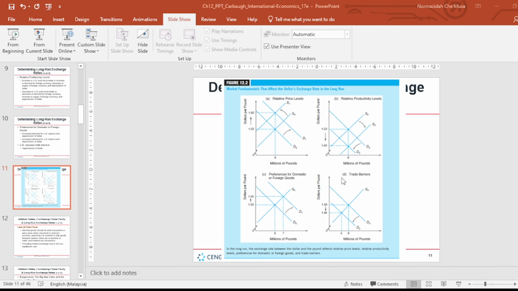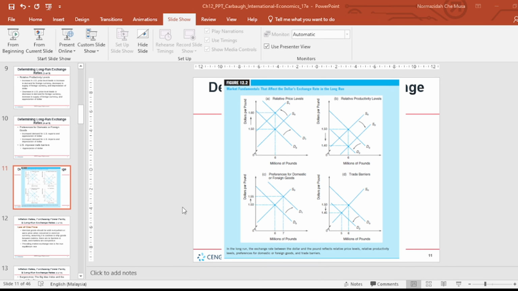So number three, preference for domestic vis-a-vis foreign goods. Suppose Americans have a penchant, or like to buy imports from the UK. As a result, purchasing products from the UK, the imports, will increase the demand for the pound. That shifts the demand curve to the right.